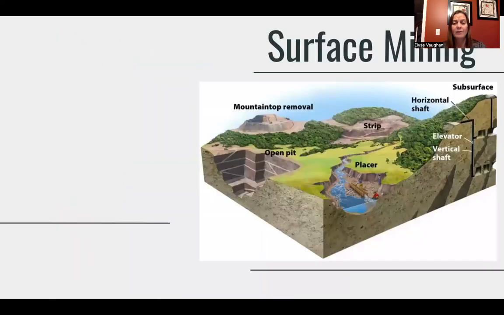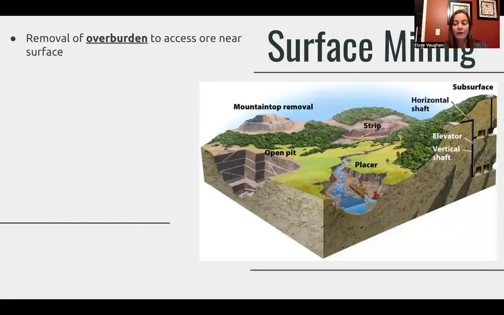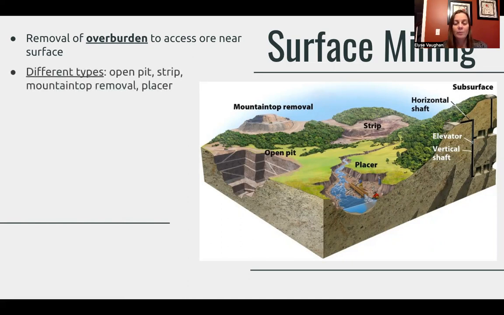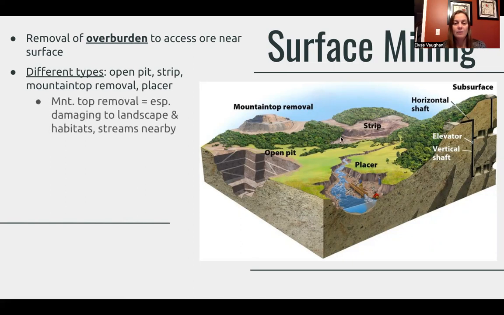So let's talk about our different types of surface mining. First, just the reminder that when we do surface mining, we have to remove that overburden that covers up the ore deposit, and we store that in those big piles near the mining site. And then we see different types in this image. So we see open pit over here. We see the open pit mining. We also see strip mining here, where they dig one strip and then they continue making it deeper and deeper.